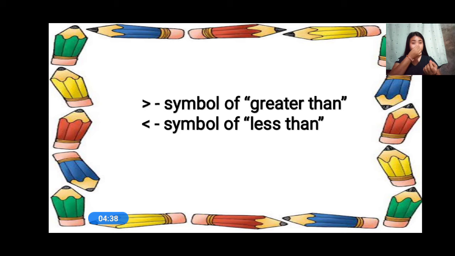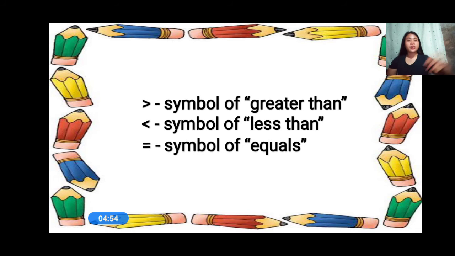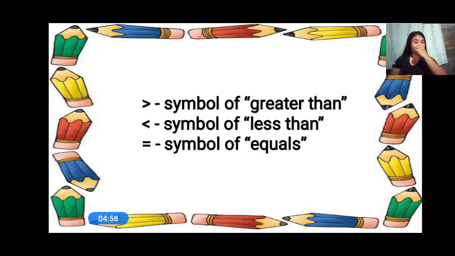Do you understand me? Okay, everyone, let us draw greater than. Okay, again, greater than. How about less than? Like this. Okay, again, less than. Okay, and the third one is equals. So that is the symbol of equals. Do you understand me?